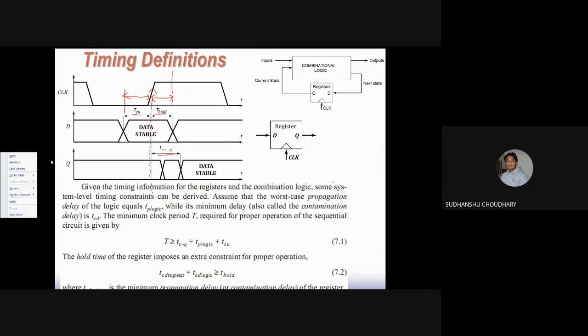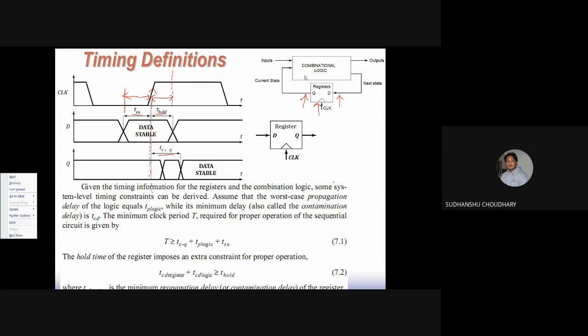Now then we also define another quantity which is called clock to Q delay. That is when the positive edge of the clock has come in over here. Now how much time this register takes for processing this data input, that is how much time this register takes to copy this data D from input to the output Q here, right? So that is called T clock to Q delay, right?